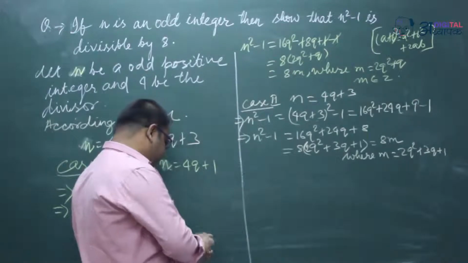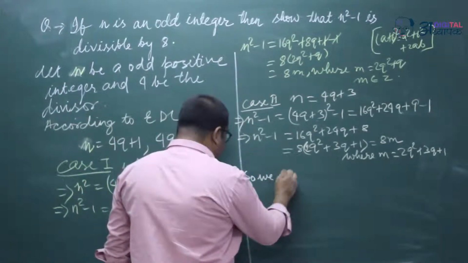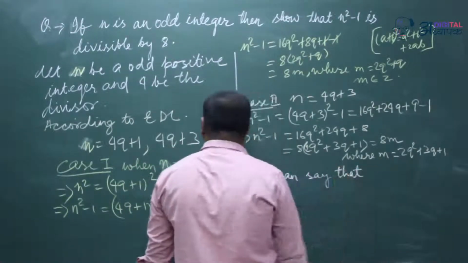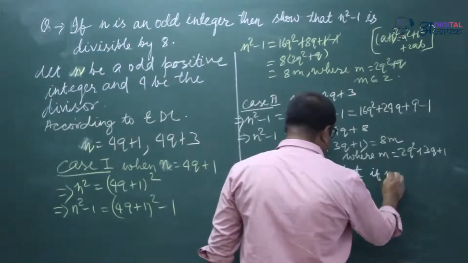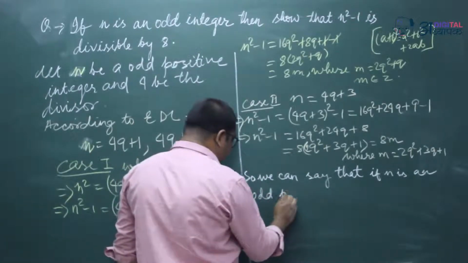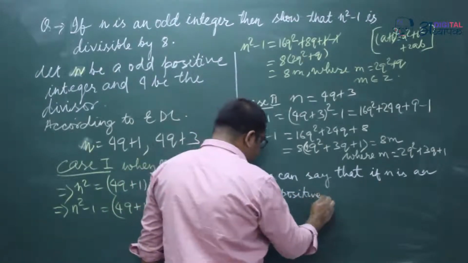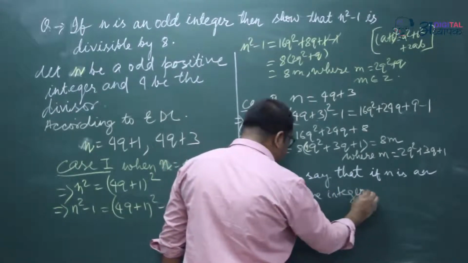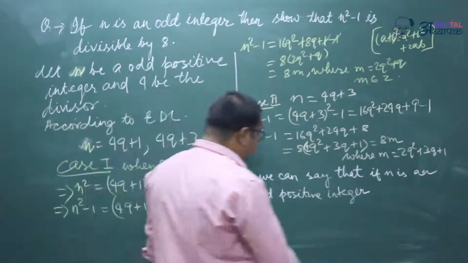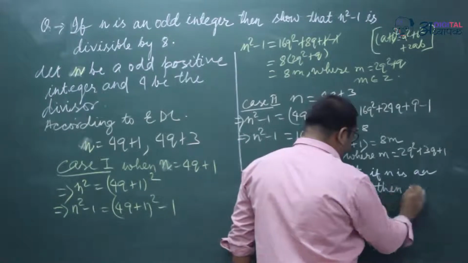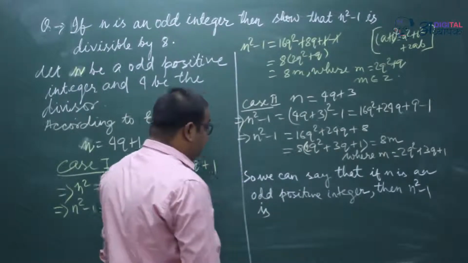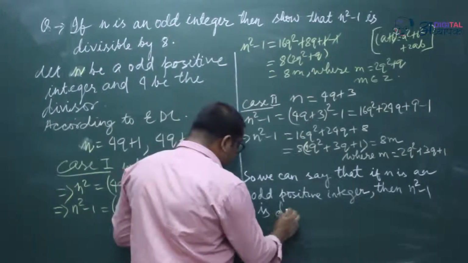So we can conclude that if n is an odd positive integer, as we have seen, of the form 4q plus 1 or 4q plus 3, then as we have seen, when we calculate n square minus 1, it is always in the form 8m. So you can write that n square minus 1 is divisible by 8.